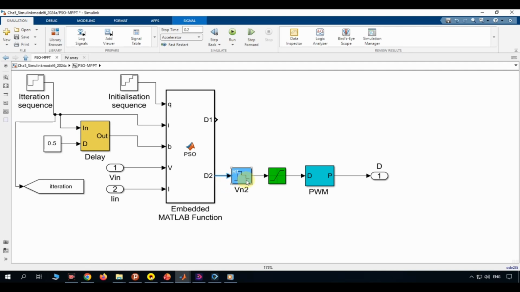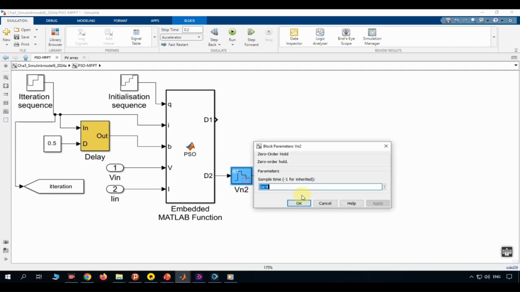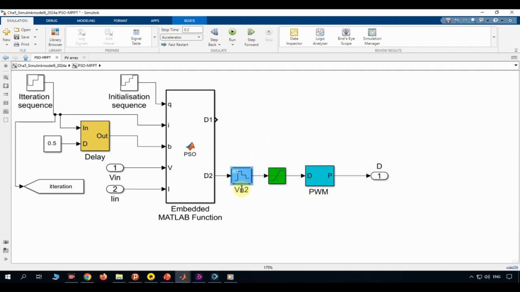The global best duty cycle then passes through a zero-order hold block. The sample time of this block is 100 microseconds. The purpose is to hold the duty cycle constant between updates. This prevents the PWM reference from changing continuously and ensures that the converter receives a stable duty cycle command for a defined period. Next, the duty cycle passes through the saturation block.